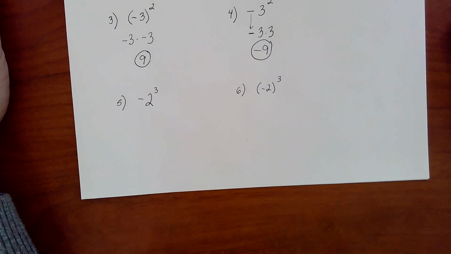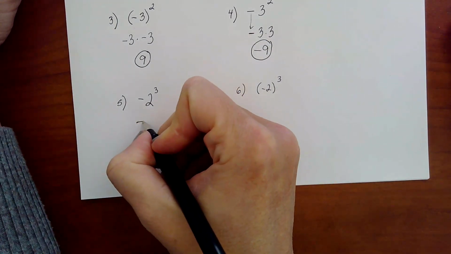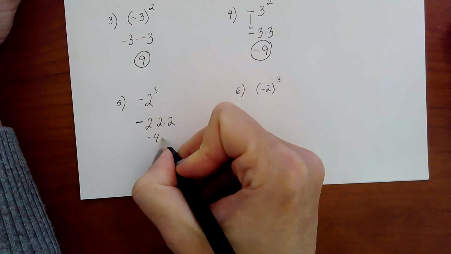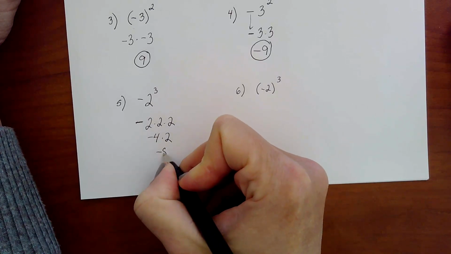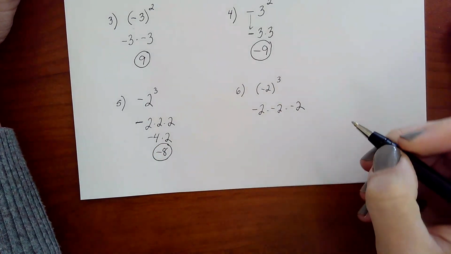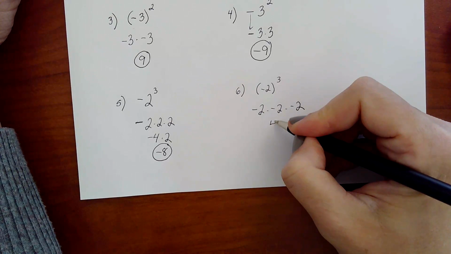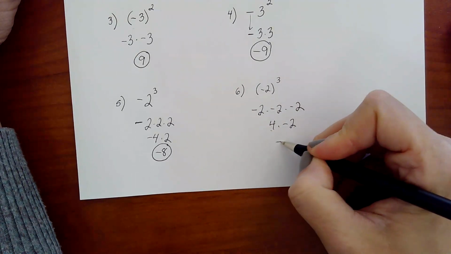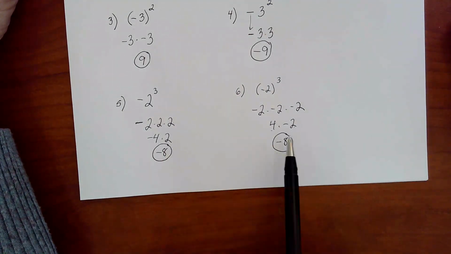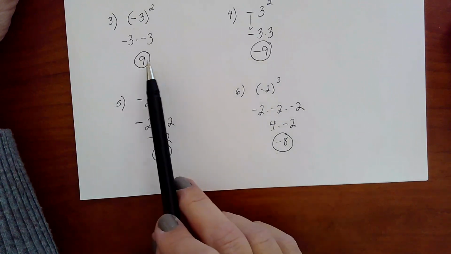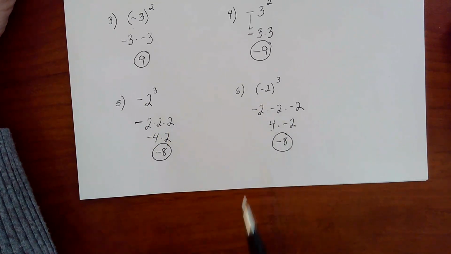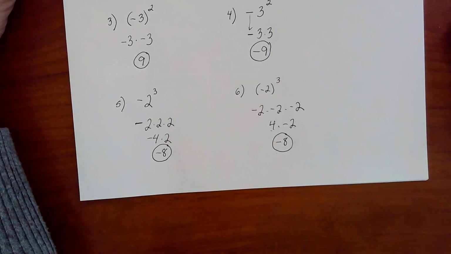Did you pause it? All right, so for the first one, you bring down the negative once, and it means 2 times 2 times 2, with a negative in front. 2 times 2 is 4, 4 times 2 is 8, so negative 8. This one means negative 2 times negative 2 times negative 2. A negative times a negative is a positive. A positive times a negative is a negative. So in this case, we did get the same answer. Sometimes it does work out the same, other times it doesn't. So you have to be careful and write it out the correct way. I want you to always write it out so I know you understand what it means.